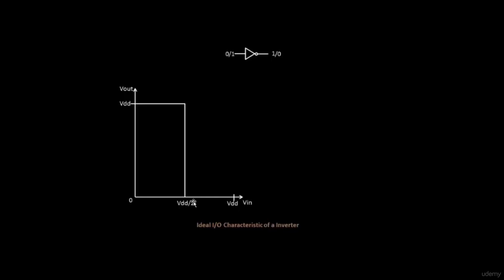If you look at exactly VDD by 2, which is the input voltage, there is a sudden shift of the output voltage from logic 1 to logic 0. If you try to calculate the slope of this particular area, slope is the change in the output voltage divided by the change in the input voltage. The change in the output voltage is from VDD to 0, but the change in the input voltage is 0, because at this point there is no change in the input voltage. Exactly at this voltage, your output drops from VDD to 0.